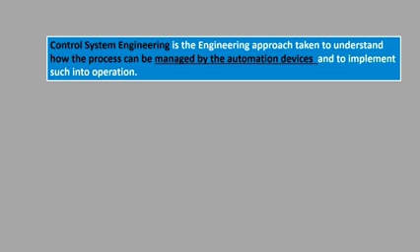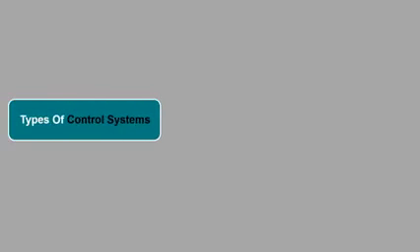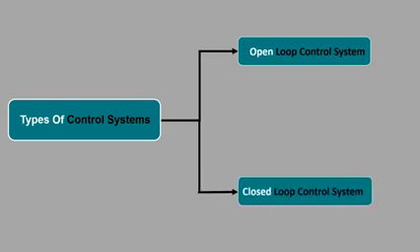Control system engineering is the engineering approach taken to understand how the process can be managed by automation devices and to implement such into operation. Control engineering is not limited to any engineering discipline. It is equally applicable to aeronautical, chemical, mechanical, environmental, civil, and electrical engineering. Depending on the configuration, there are mainly two types of control systems: open loop control system and closed loop control system.